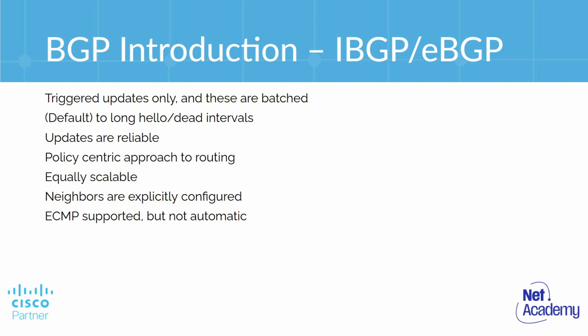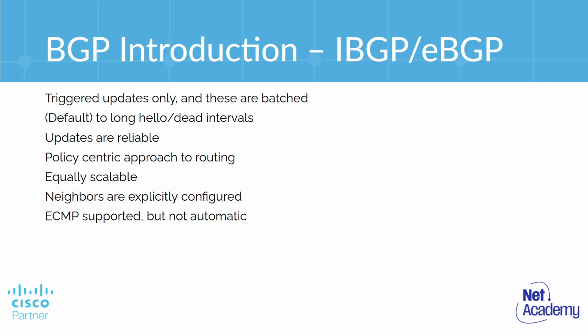They utilize TCP. We've mentioned that. They both have a very policy-centric approach to routing. I can apply a lot of route policies in either direction in either IBGP or eBGP. They're both equally quite scalable, up into millions of routes. Neighbors are always explicitly configured in BGP. You don't just do, like in OSPF, for example, when we went through the OSPF section, we just put a network into OSPF, and if there's an OSPF speaker on that same network, it'll form an adjacency. Does not work that way in BGP.